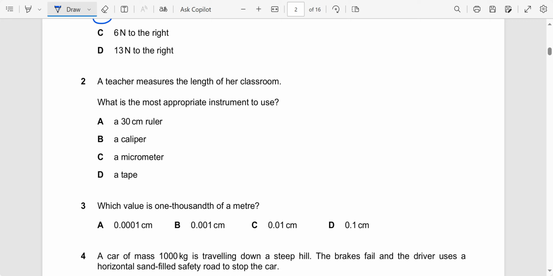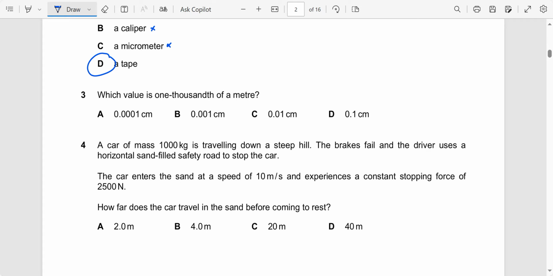Question number 2 says the teacher measures the length of a classroom. What is the most appropriate instrument to use? Not the ruler, a 30 centimeter ruler is very small, not the caliper which is also small, and the micrometer also gives very small readings. Only the tape can be of a variable length, so the tape can be used to measure that.